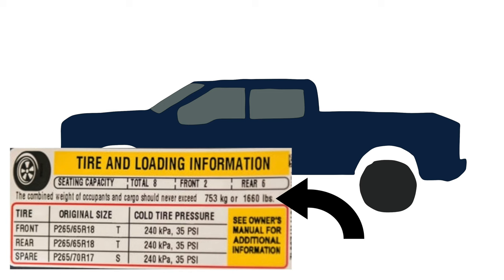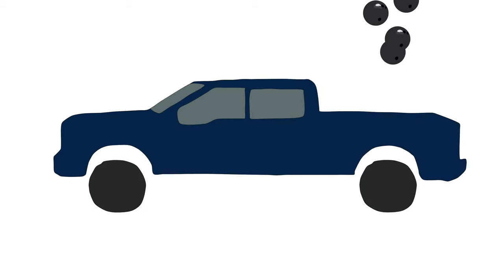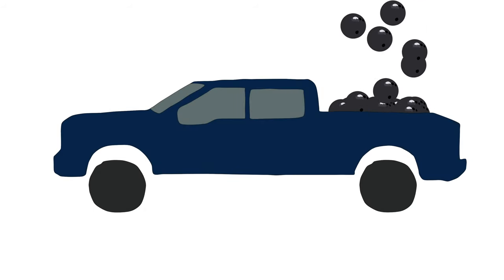Let's say this is the sticker for this truck. You have 500 pounds of people, pets, and gear that you want to carry. That means you could put 1,660 minus 500, or 1,160 pounds of cargo in, which is about 72 16-pound bowling balls.